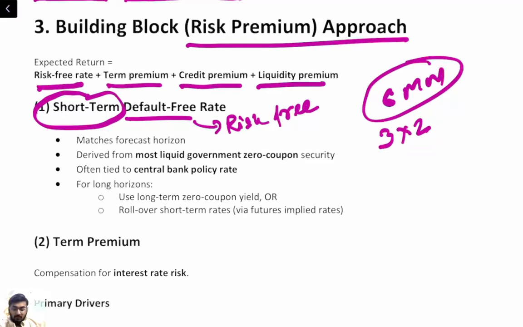One which we can use is a long-maturity zero-coupon bond. Like the government also issues 10-year government bonds with a zero-coupon rate. Clear? Because it matches the 10-year horizon. Clear? So that particular bond will give me a better long-term risk-free estimate for my country. Clear? Or the second option is rolling over the short-term rates.